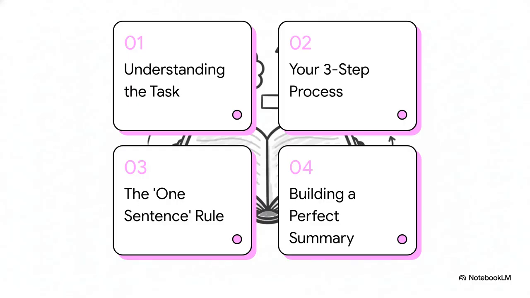So here's our game plan for today. First, we'll make sure we really get what the task is all about. Then, I'll show you a super simple 3-step process you can use every single time. After that, we'll zoom in on the one-sentence rule, and this part is absolutely crucial. Finally, we'll put it all together and actually build a perfect summary, step by step.